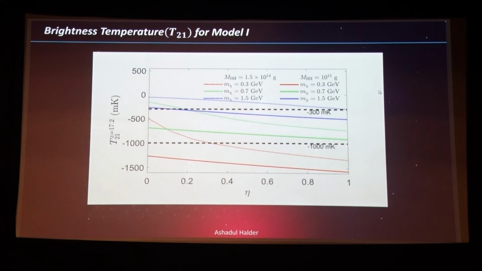Here different lines represent the variation of T21 for different eta for the case of different sets of primordial black hole mass and dark matter mass. It can be seen that for almost all cases, as the value of eta increases, the brightness temperature decreases. So it supports the cooling of the brightness temperature in the presence of viscosity.